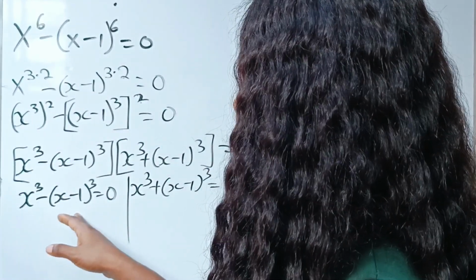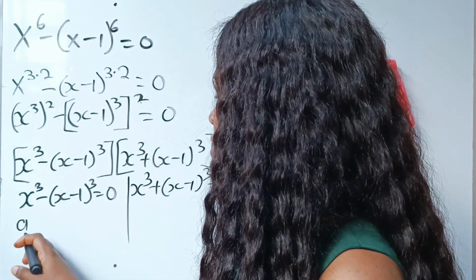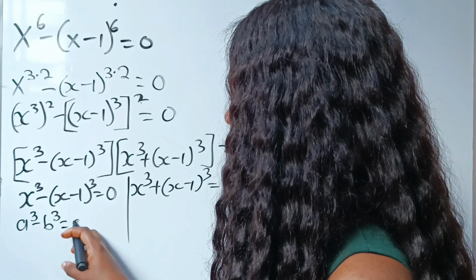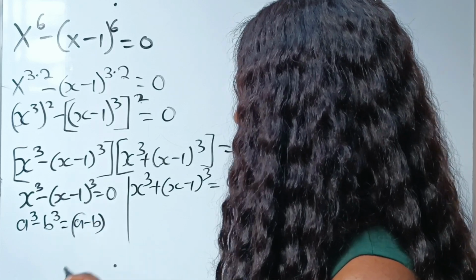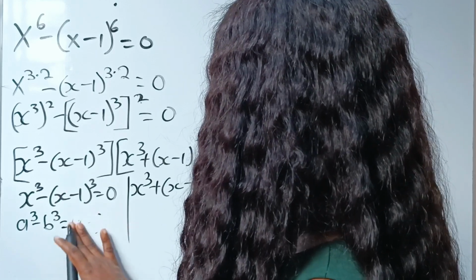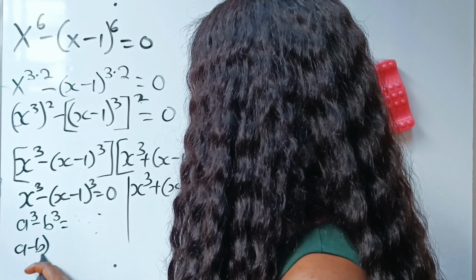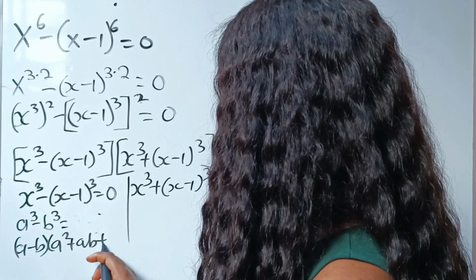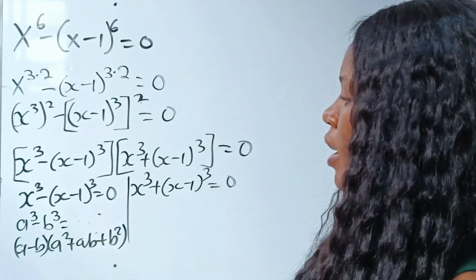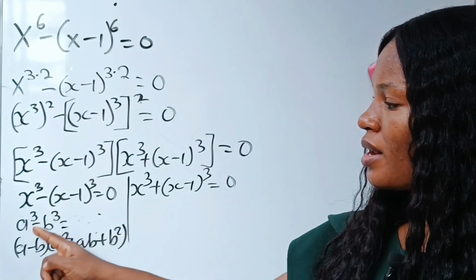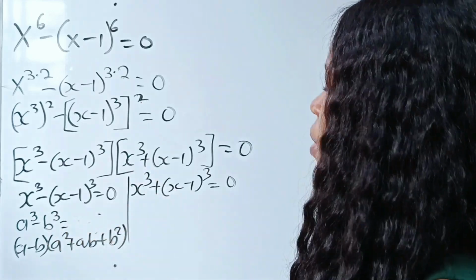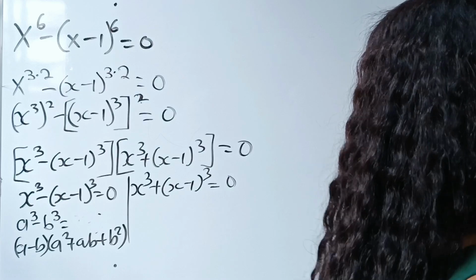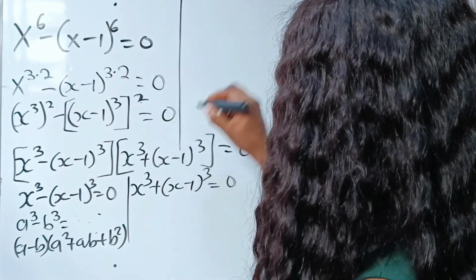Now we have another identity here where a to the power of 3 minus b to the power of 3 is equal to a minus b multiplied by a squared plus ab plus b squared. So this is it, if we should expand a to the power of 3 minus b to the power of 3. Now in this case, our a is x and our b is x minus 1. Now let's go ahead and solve it.